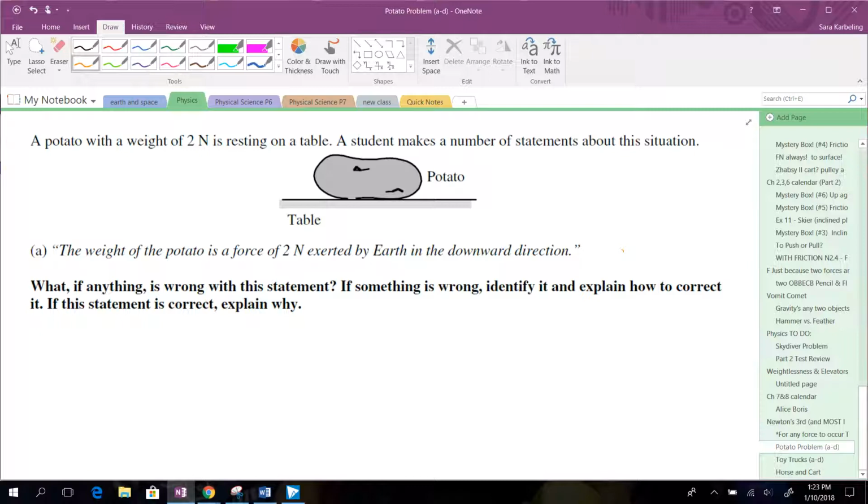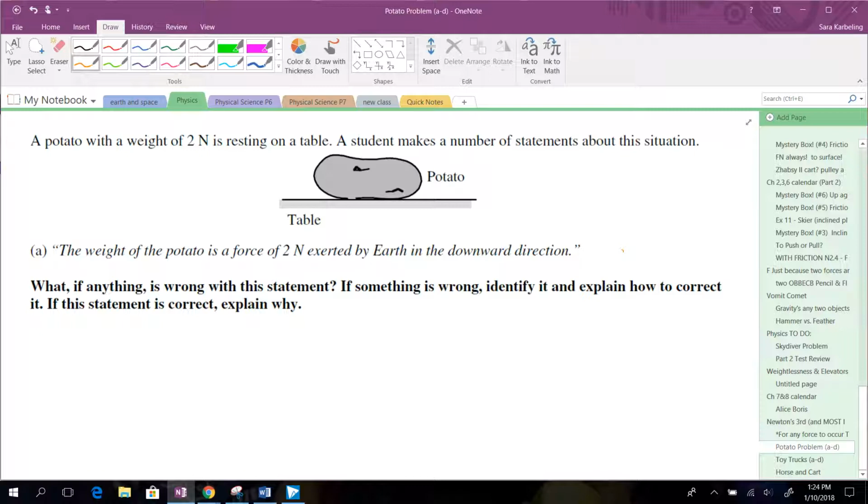Why'd you say false? We can both be correct. Yeah, no, I think you're right though, because it just says the weight of the potato. I thought it was like upward or something like that. The weight of the potato is a force of 2 newtons exerted by the earth. They don't have a mass. Like gravity? That's what I'm saying. The earth is the thing.